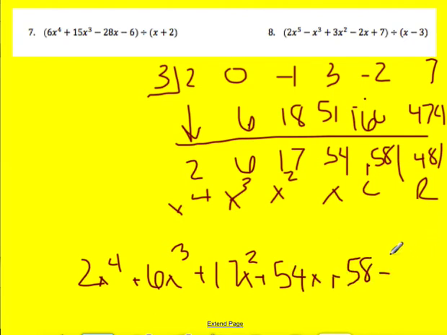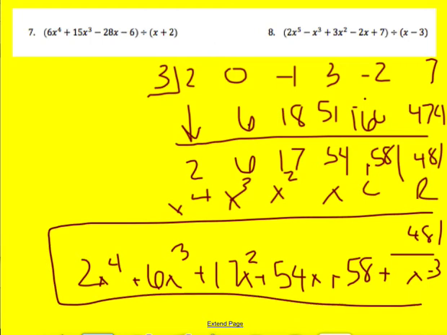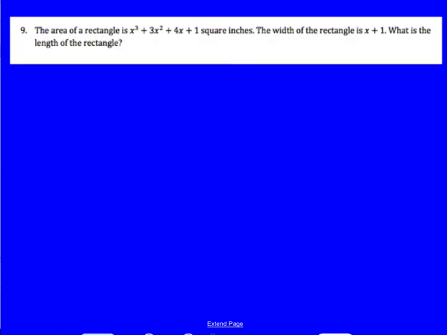by what we were originally dividing by, which is x minus 3. So that's going to go on the bottom. And this whole long thing right here is our final answer for that one. Okay? Next, let's take a look at number 9.